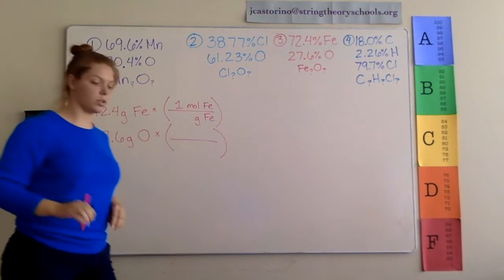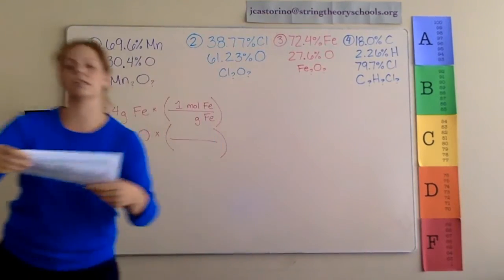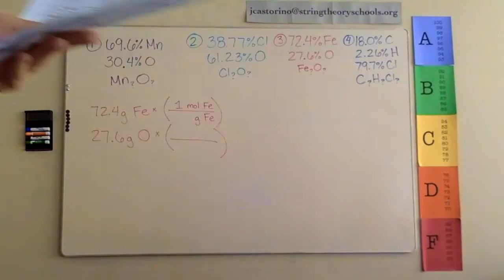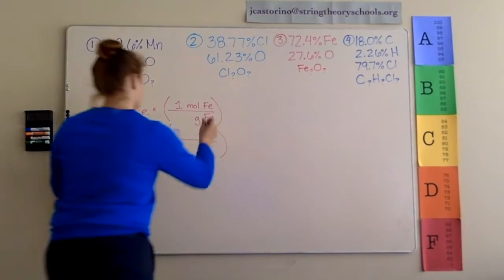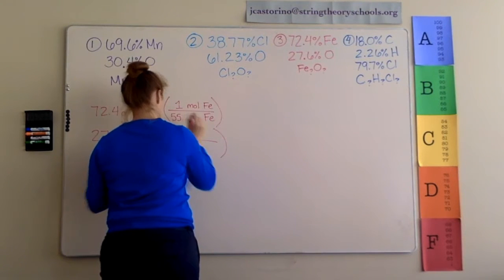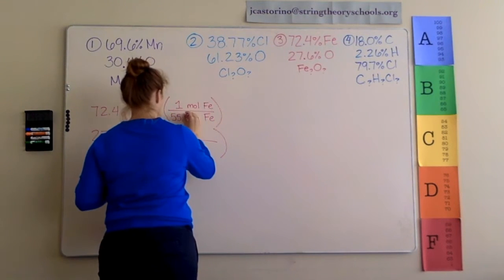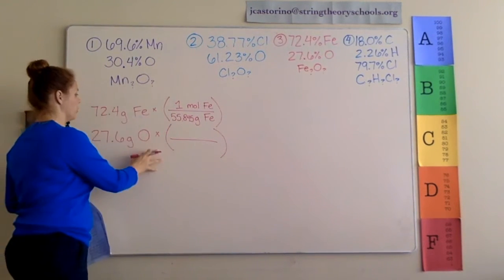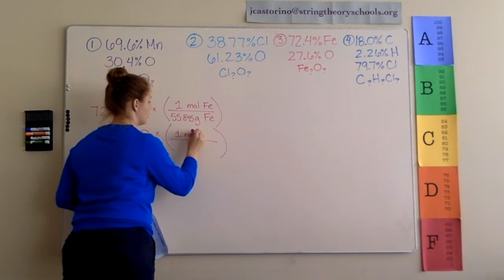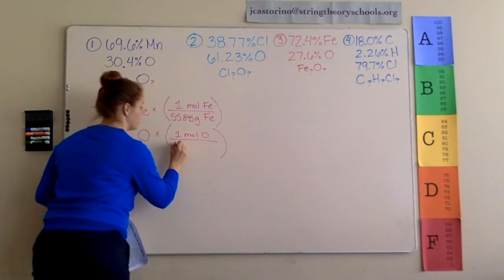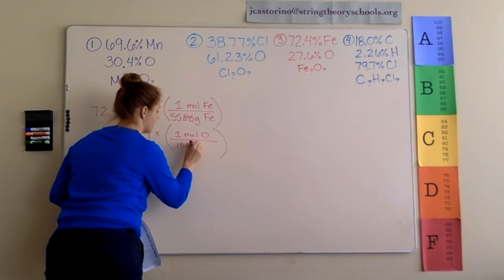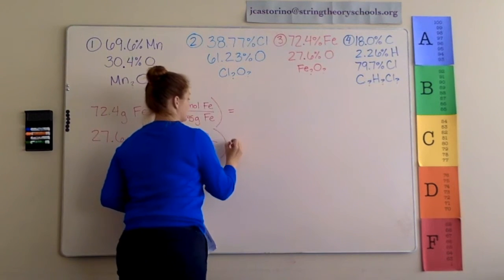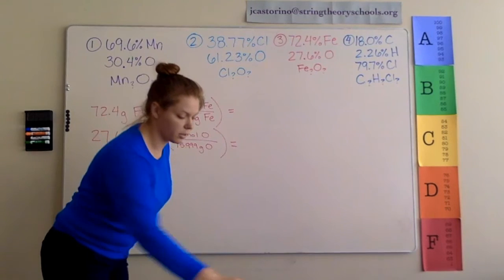How many grams of iron are in 1 mole of iron? We can find that on our periodic table. It's our atomic mass. So 55.845 grams of iron. We do the same thing for oxygen. 1 mole of oxygen is 15.999 grams of oxygen. Plug this into our calculators to complete the conversion.